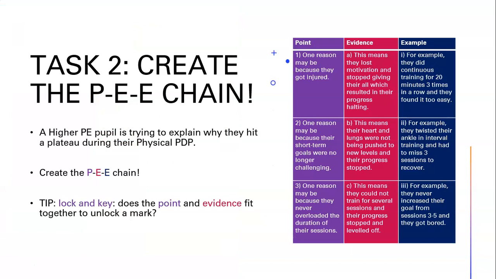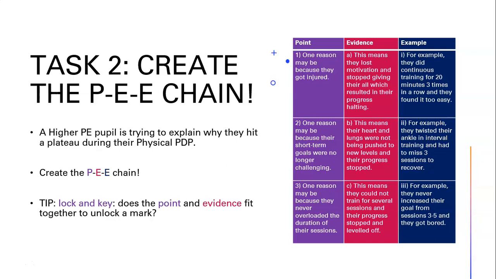Our second task is going to ask you to create the PEE chain. In the table on the right hand side, there are 3 different points, 3 different pieces of evidence and 3 different examples. Your job is to navigate through this information and create the most appropriate PEE chain.